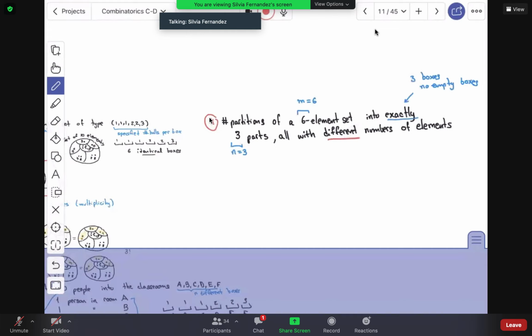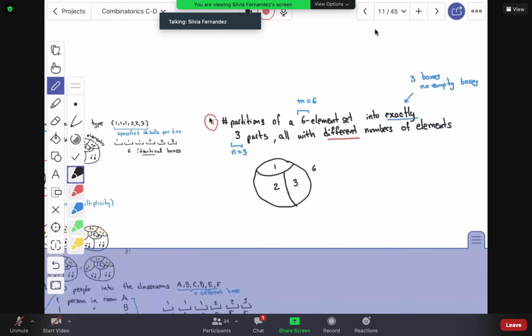So this time I'm not actually specifying exactly, like in the previous one, that it has to be 1, 1, 2, 2, 3. But in a way I am, because I have 3 groups, a partition of 6 elements, and I need to have a different number of elements per box, right, per group. And if I need different elements, the only way that I can do it is like this: 1, 2, 3.